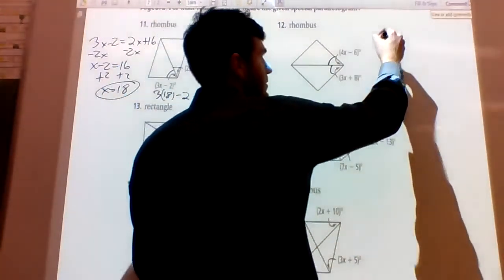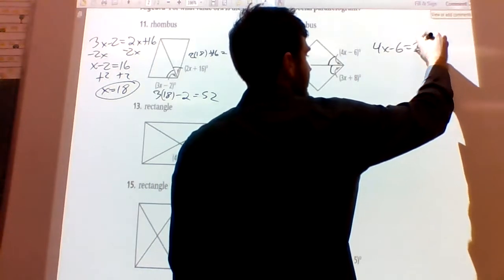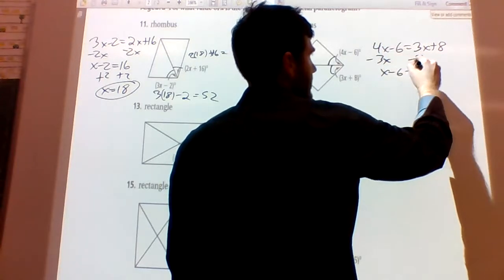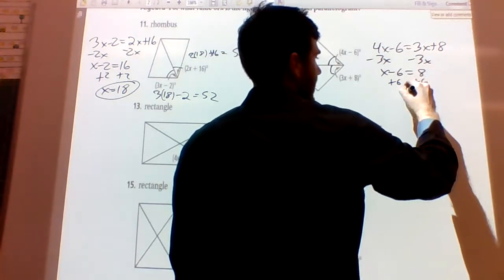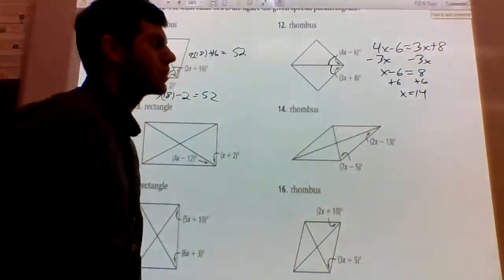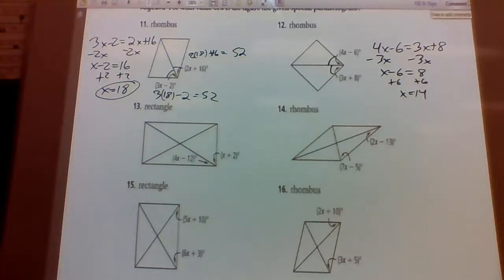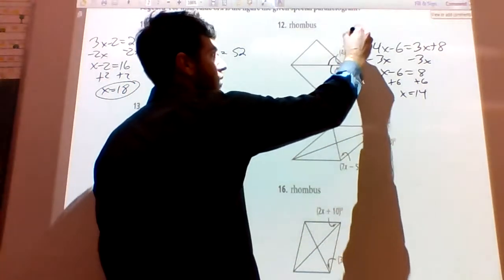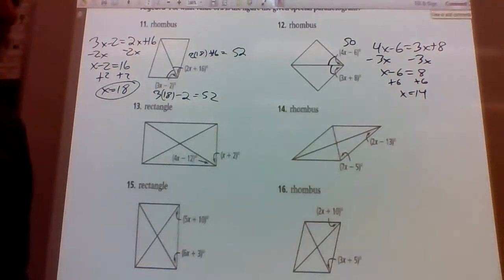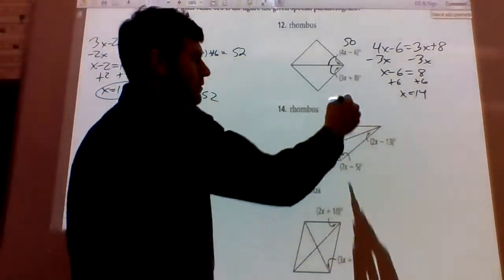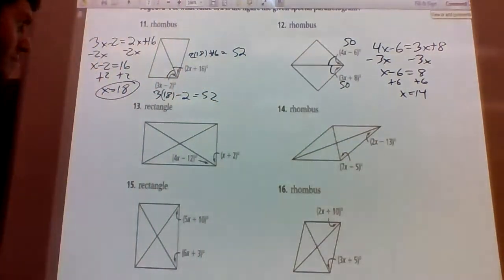So we know 4x minus 6 is going to equal 3x plus 8. Subtract 3x. X minus 6 equals 8. Add 6 to both sides. X is 14. Substitute in to make sure. 4 times 14, that's 28 times 2, it's going to be 56. 56 minus 6 is 50. 3 times 14 is 42. 42 plus 8 is 50. We know we got the right answer there.